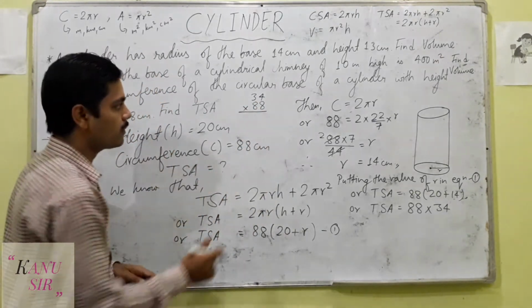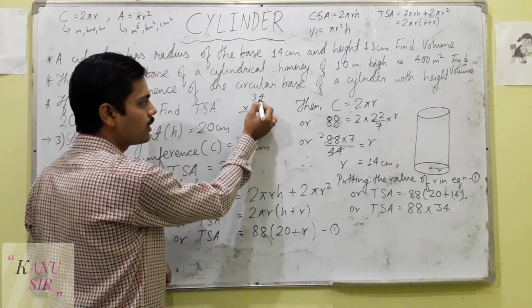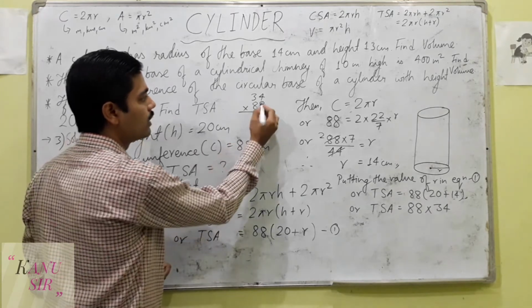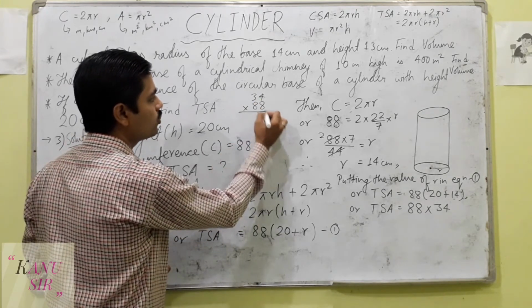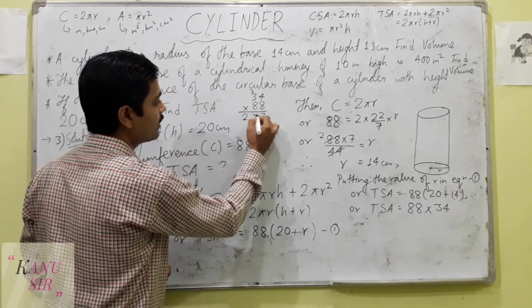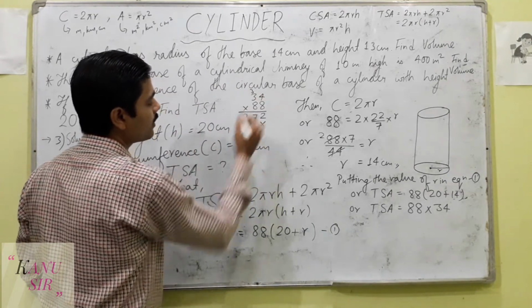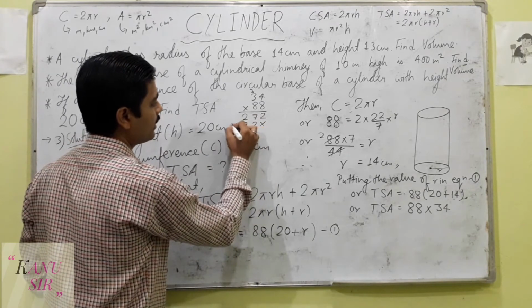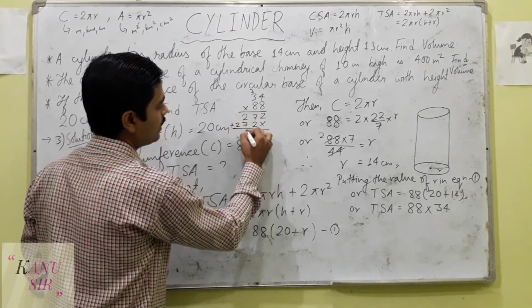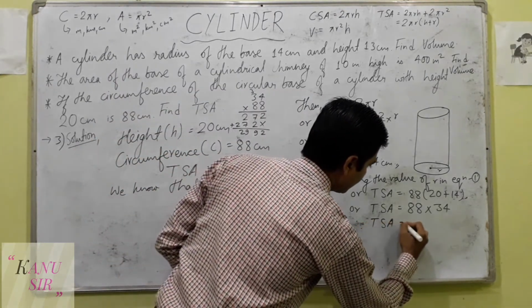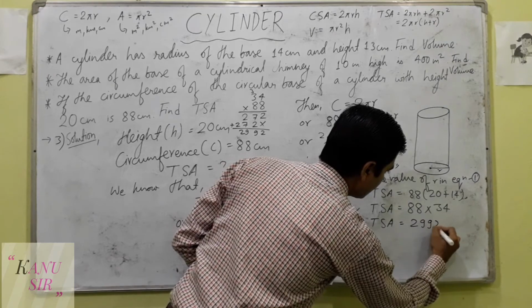Why I am trying to explain here: once you multiply by 8, next you don't have to multiply again. You can put the same value down. 8 times 4 is 32, carry 3. 8 times 3 is 24 plus 3 is 27. So again the 8 will be multiplying the same number, that is 272 directly, 2992. So the total surface area is 2992.